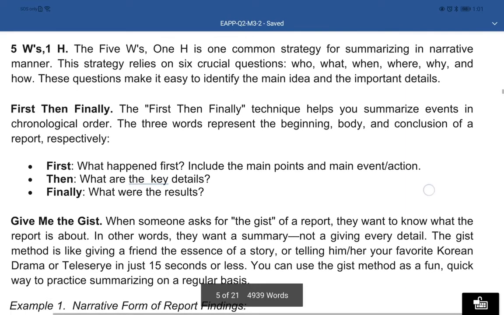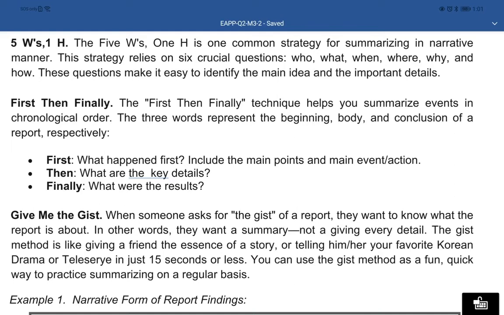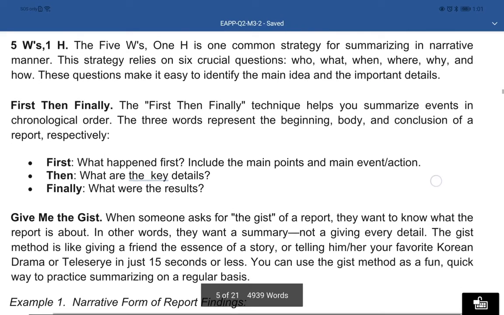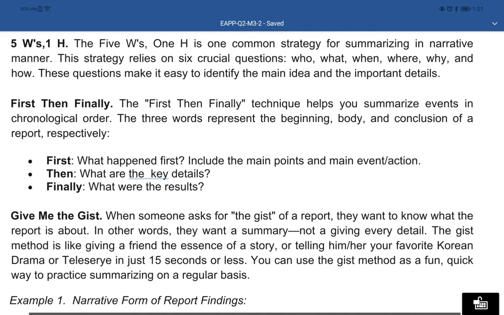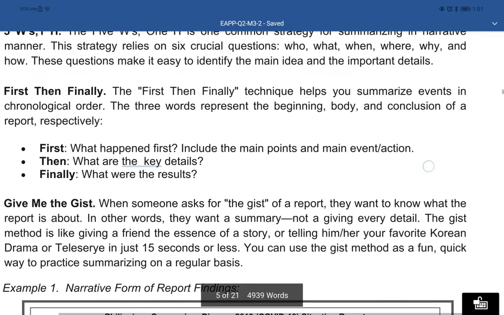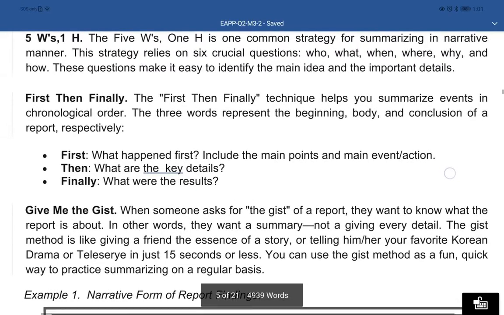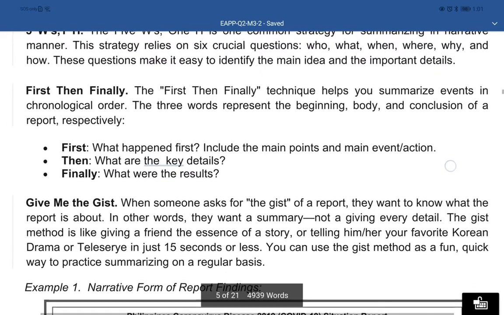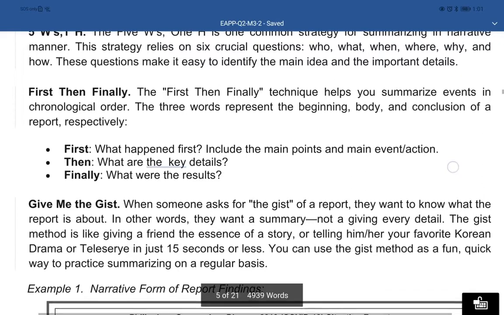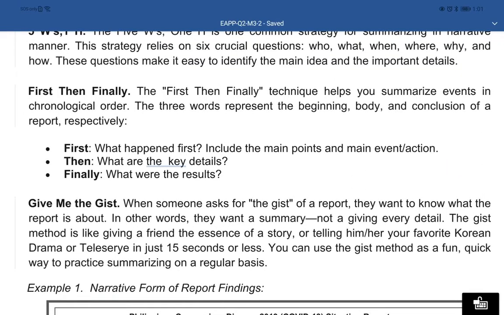first, then, and finally. From the words first, then, and finally, this technique helps you summarize events in chronological order, sa pagkakasunod-sunod. Okay? The three words represent the beginning, body, and conclusion of the report. Ito na yung sample. Halimbawa, sa first part ng summary mo, ng narrative summary mo, what happened first? Include the main points and main event.